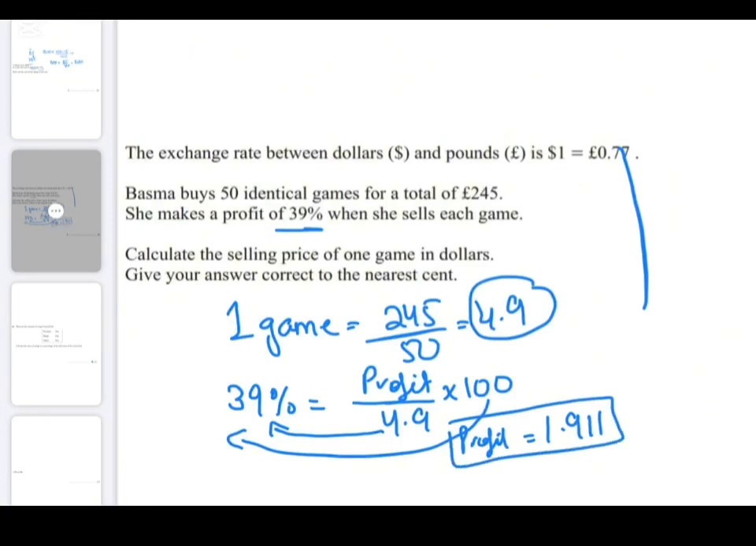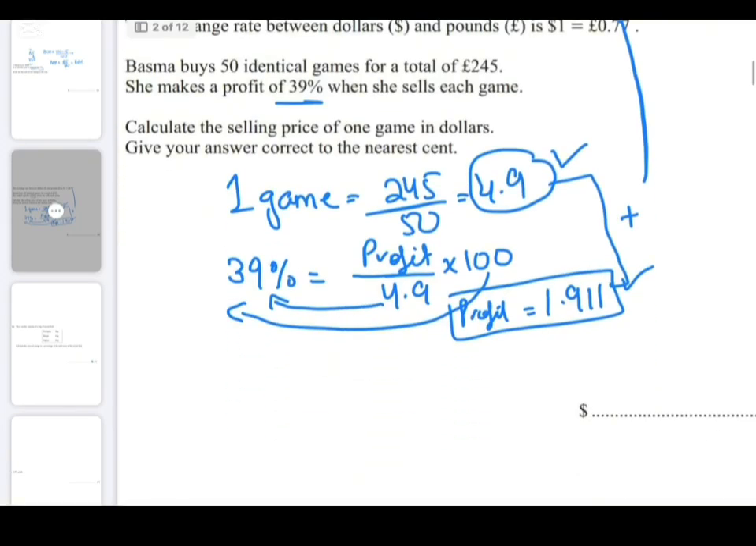Now we need to calculate the selling price of one game in dollars. Basma buys 50 games and one game costs 4.9, and she sells it at 39% profit. So 39% profit means 1.91. First we need to add them. So the total amount is 6.811. This is the selling price of one game after a 39% profit.